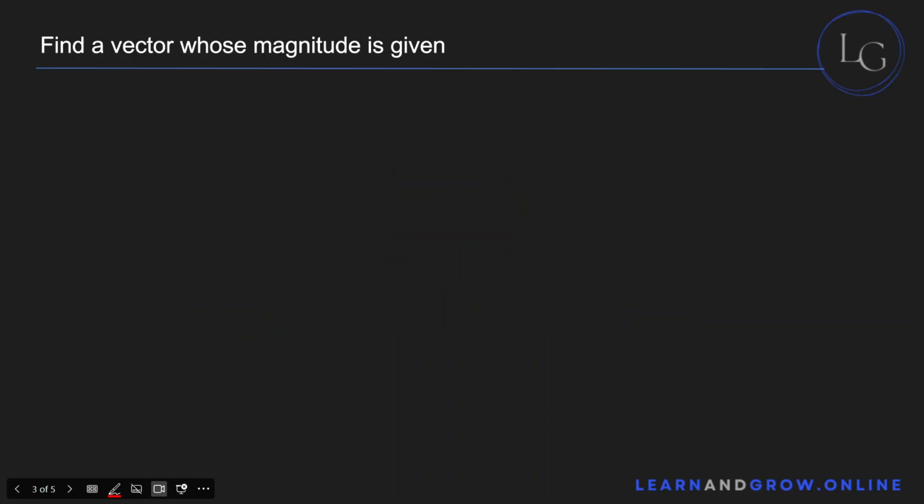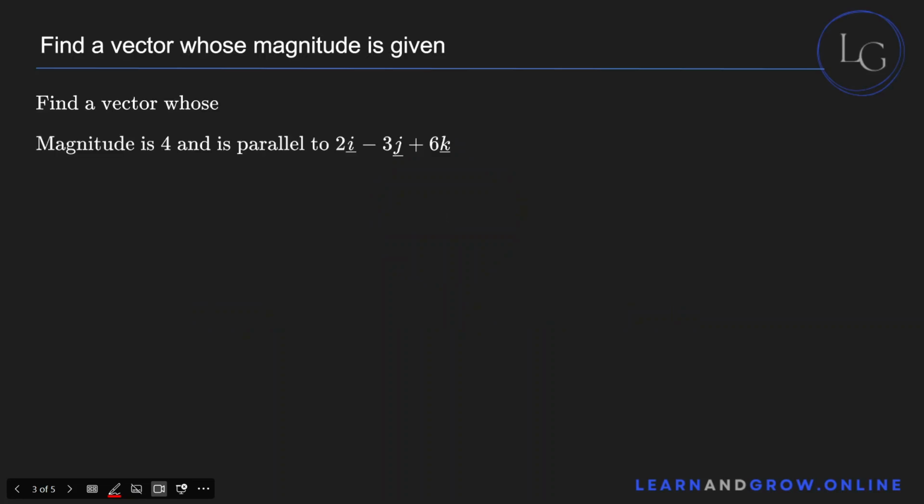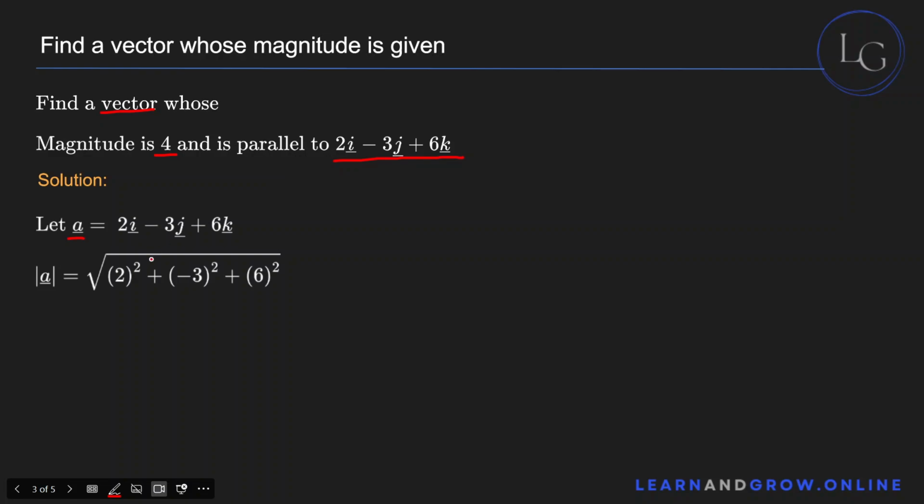Now let's find a vector whose magnitude is given. It says that we have to find a vector whose magnitude is 4, and it is parallel to this vector. Now, we need to find the actual vector. So let's say that vector A is equal to this parallel vector.